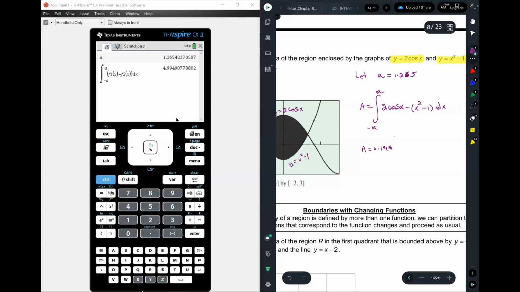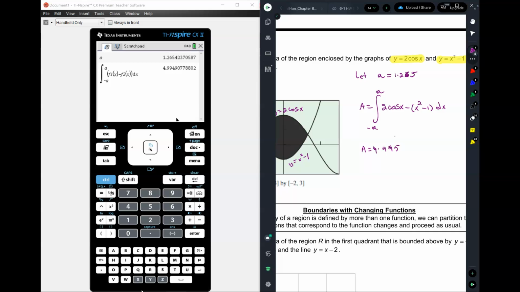It's just because it's in your graph. 4.995. Would it work if it wasn't symmetrical? Yeah. If it wasn't symmetrical, then you could do A and B.